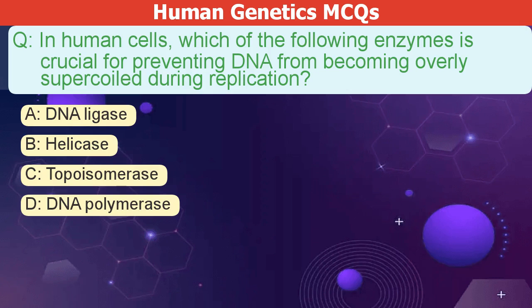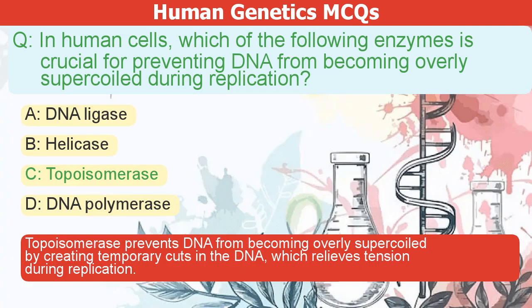In human cells, which of the following enzymes is crucial for preventing DNA from becoming overly supercoiled during replication? A. DNA ligase. B. Helicase. C. Topoisomerase. D. DNA polymerase. The correct answer is C. Topoisomerase prevents DNA from becoming overly supercoiled by creating temporary cuts in the DNA, which relieves tension during replication.